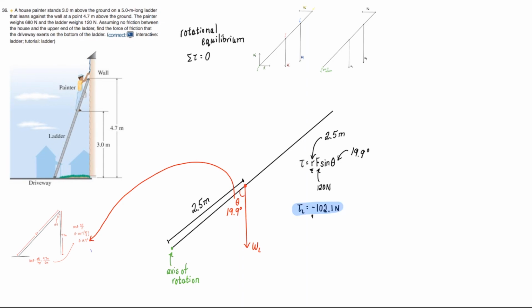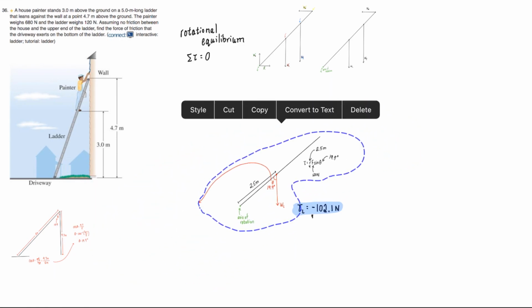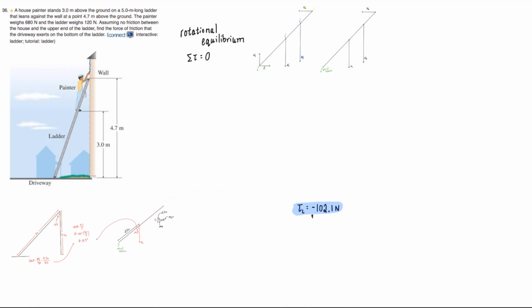Okay, so now let's look at the torque that's caused by the weight of the painter.